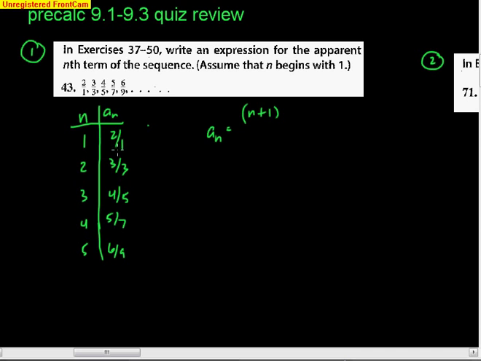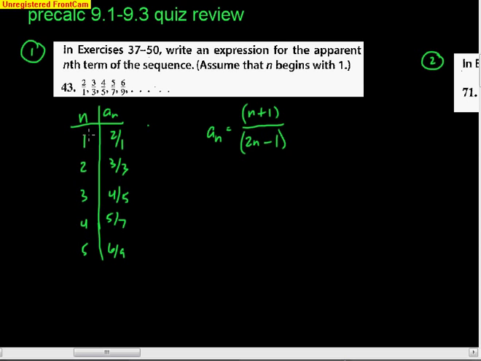Well, I noticed that it's always odd. This one is not necessarily apparent, but you have to kind of get the gist. If I skip 1, 3 is very close to 4. 5 is very close to 6. 7 is very close to 8. 9 is very close to 10. So if I take n, and this is going to be the denominator, if I take n and I times it by 2, and then I subtract 1.